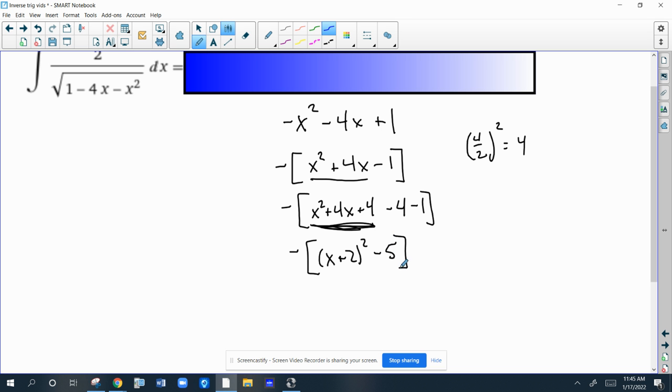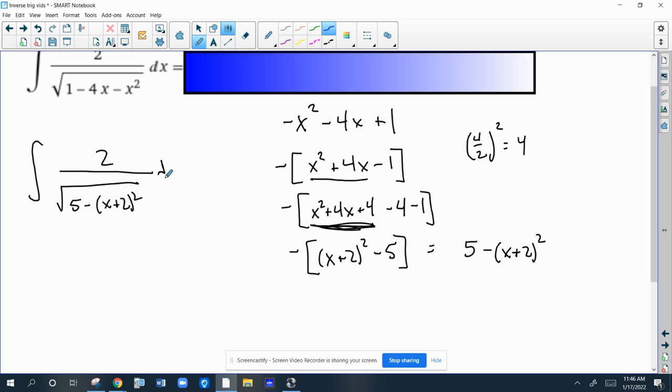And then I'm going to redistribute my negative right now. So this would be 5 minus x plus 2 squared. So if you think about it, let's put it back here. It looks like it's going to be arc sine, because now this integral is just the integral of 1 over the square root of 5 minus the quantity x plus 2 squared dx.